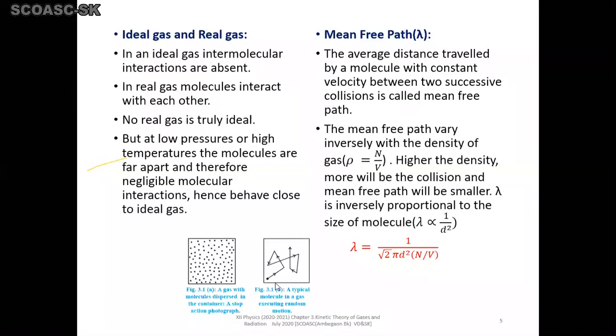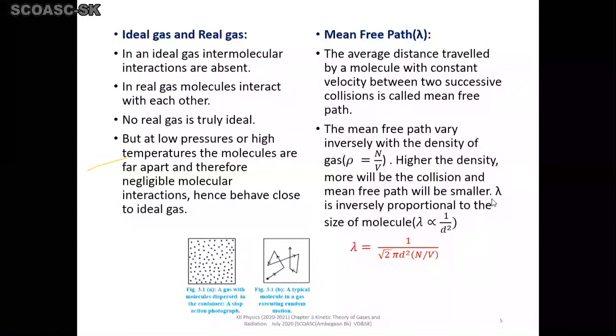Okay, right. So it is going to travel a very small distance if the density is large, right? Mean free path is inversely proportional to the density of the gas. That is, more the density, less the mean free path. Higher the density, more will be the collisions, and more collisions is why the mean free path is going to be smaller.